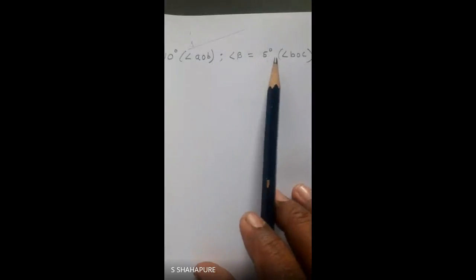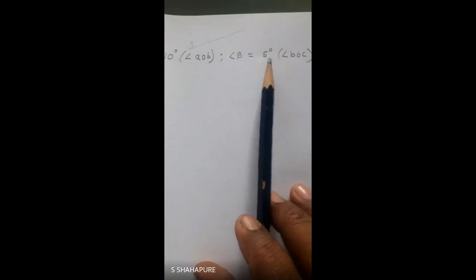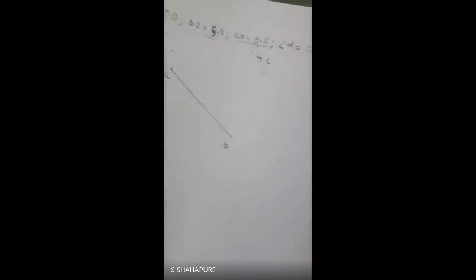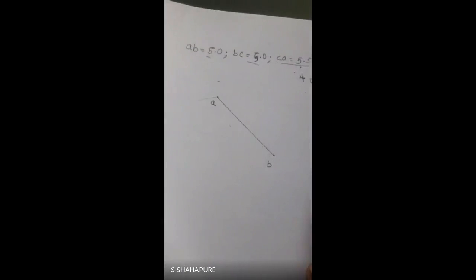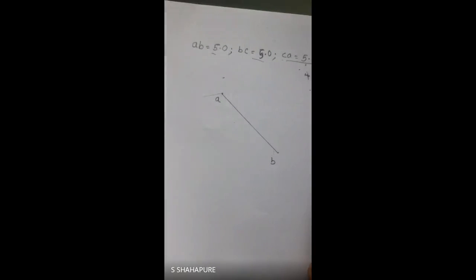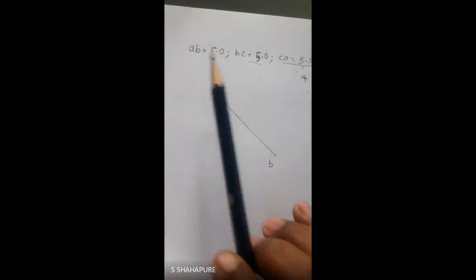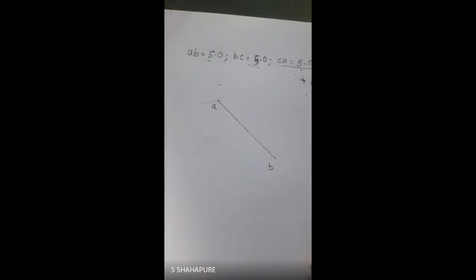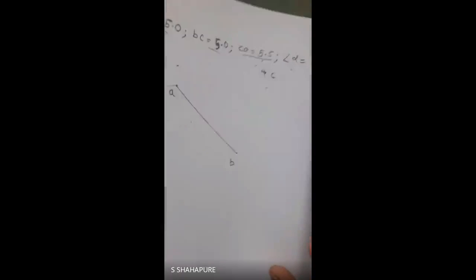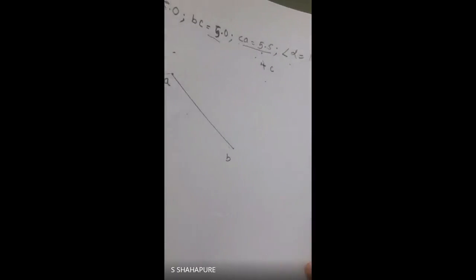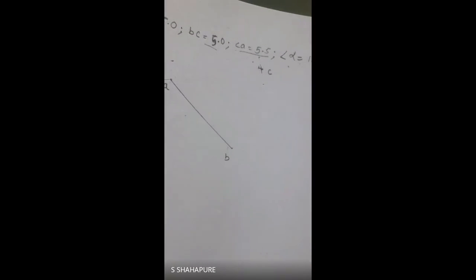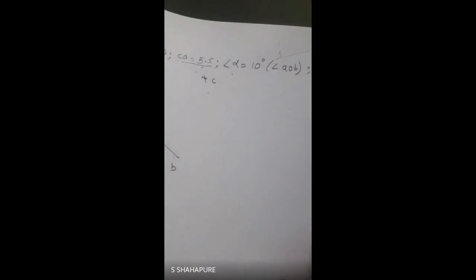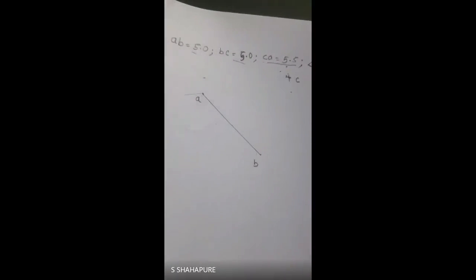From these angle measurements and these three distance measurements, that is AB, BC and CA, and the two angle measurements, alpha and beta, you have to locate the position of the boat. So that is the 3-point problem.